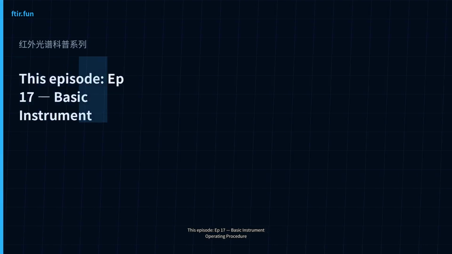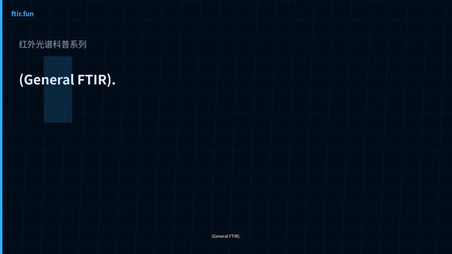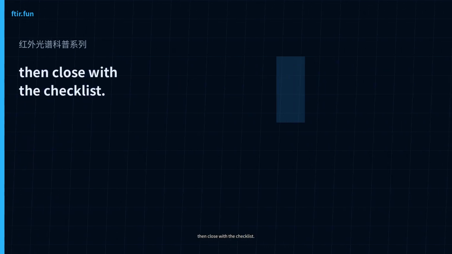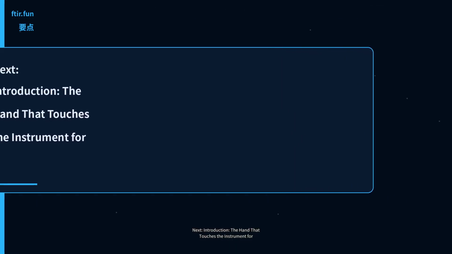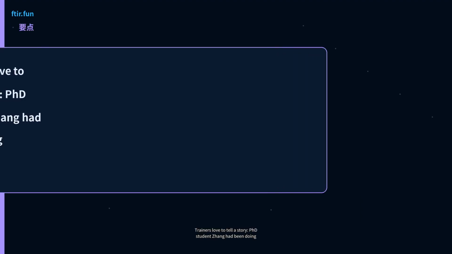This episode, Ep17, covers the Instrument Operating Procedure, then closes with a checklist. Next, the first time a hand touches the instrument. Trainers love to tell a story.